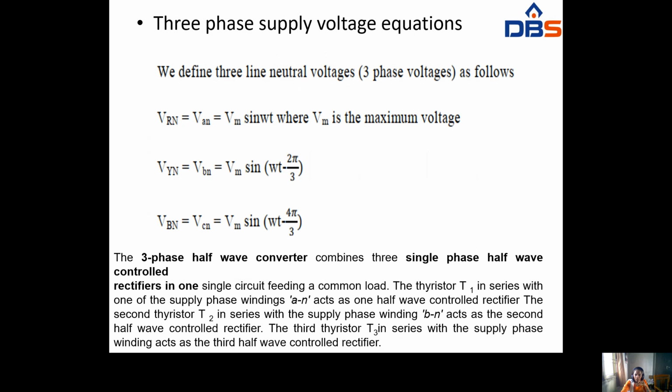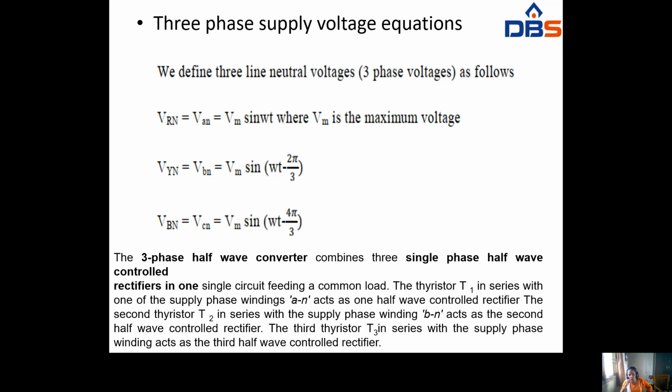So three phase supply voltage equations. We define the three line to neutral voltages in three phase as follows. VRN equal to VAN equal to Vm sin omega t, where Vm is the maximum voltage. Next VBN equals Vm sin of omega t minus 2 pi by 3, and VCN equals Vm sin of omega t minus 4 pi by 3.